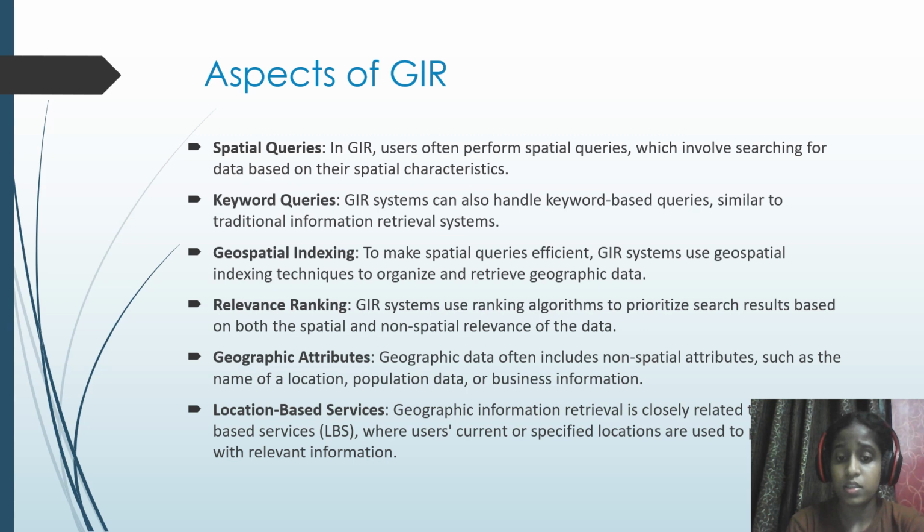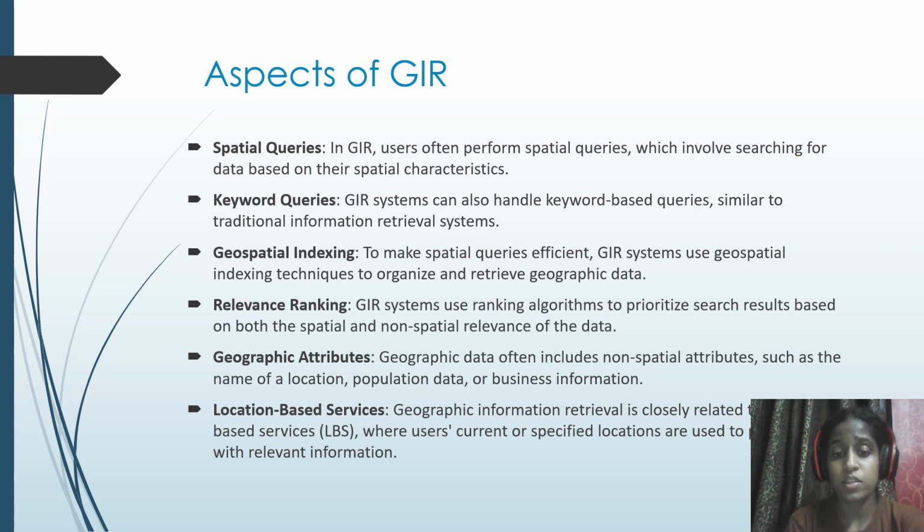Next aspect is relevance ranking. GIR systems use ranking algorithms to prioritize the search results based on both the spatial and non-spatial relevance of the data. The ranking may consider factors such as proximity to the user's location, attribute relevance, and other criteria.